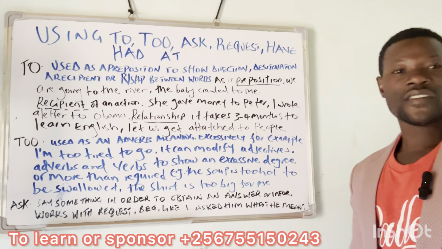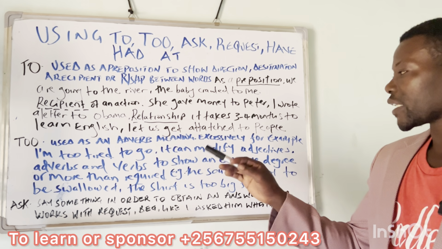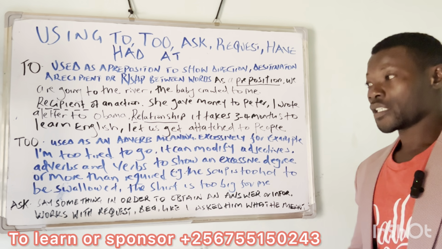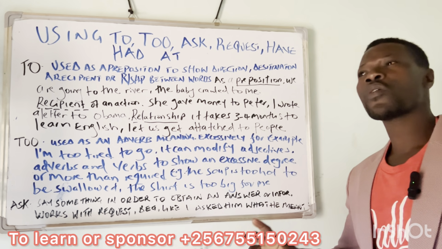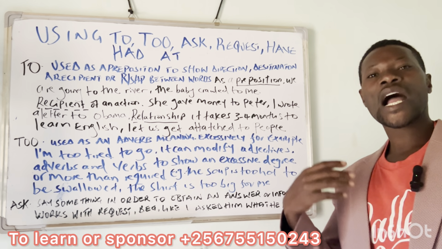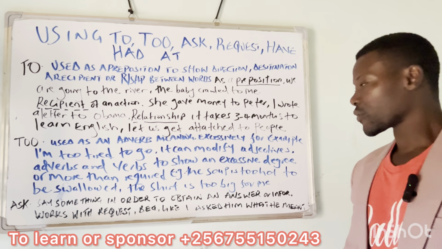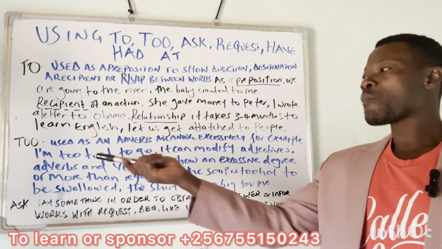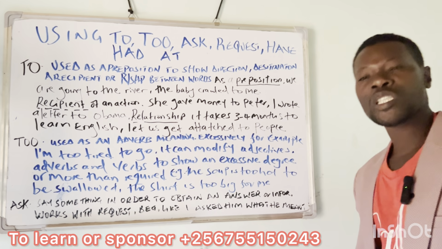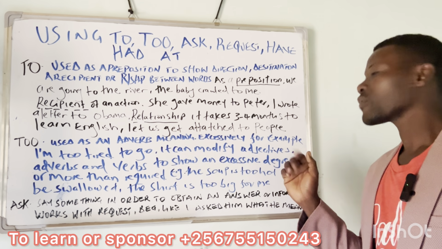That is what an adverb is used for. So it means excessively, like when you use too with double O, it shows that you are using something excessively. For example, I'm too tired. So if somebody is too tired, it means extremely, excessively tired.